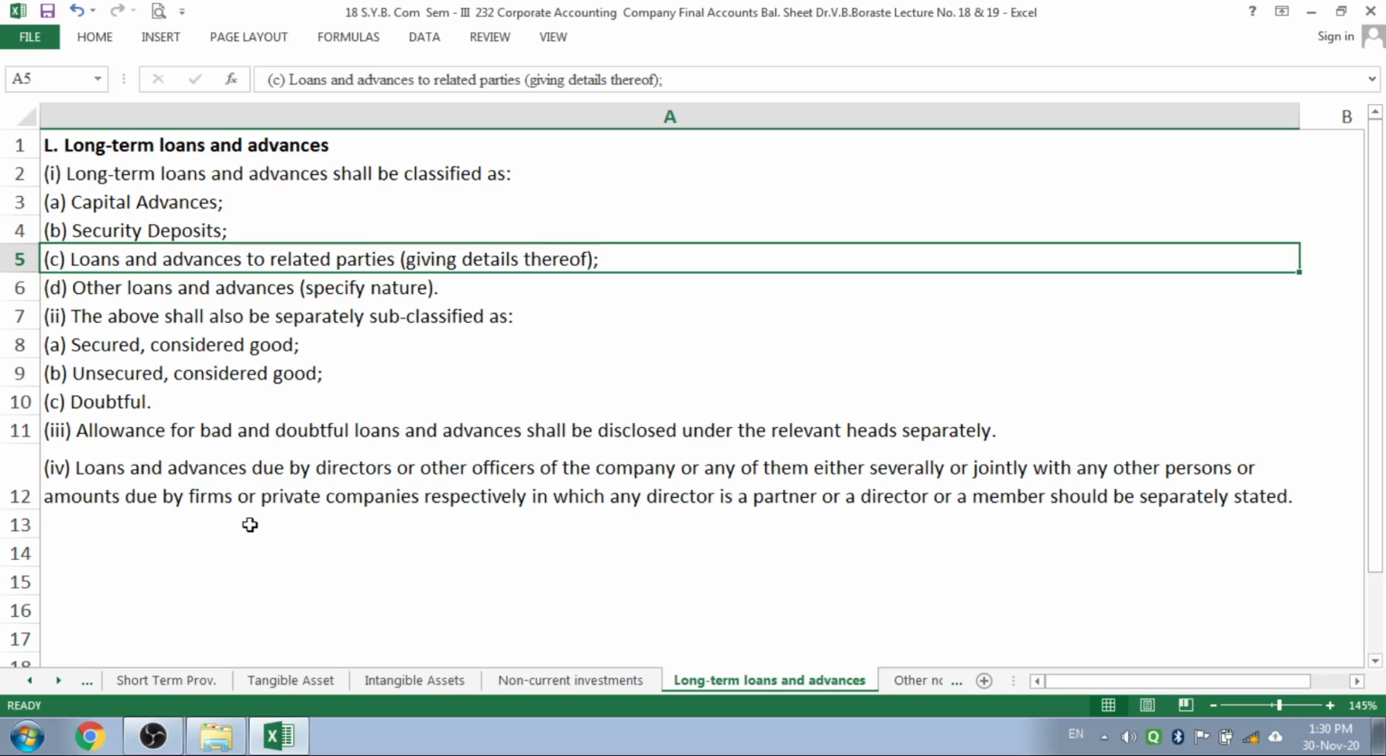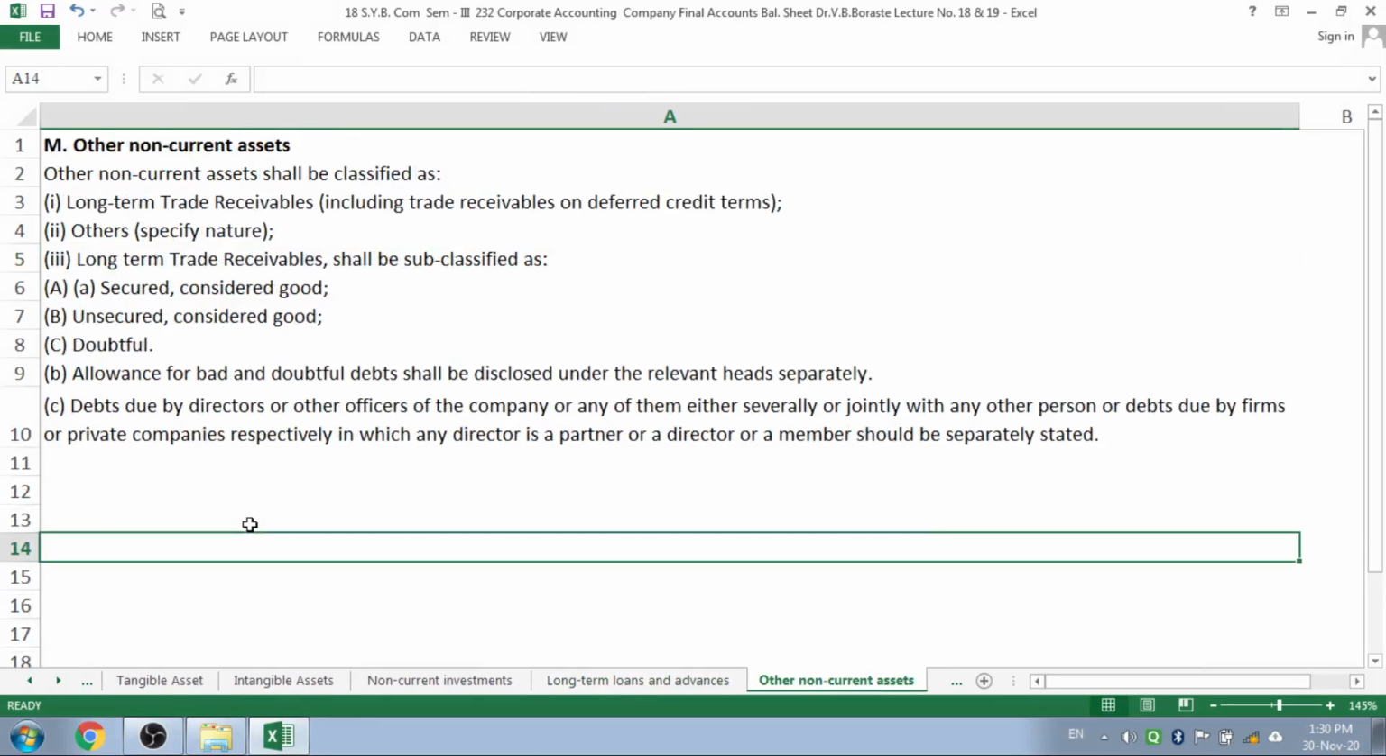Loans and advances due by directors or other officers of the company, or any of them either severally or jointly with any other person, or amounts due by firms or private companies respectively, in which any director is a partner or director or a member, should be separately stated. So this is the long-term loans and advances in case of balance sheet.